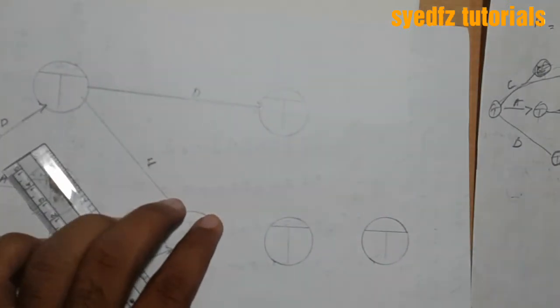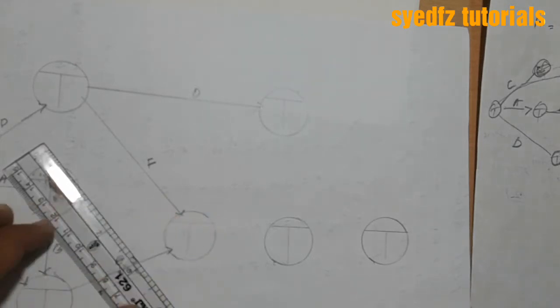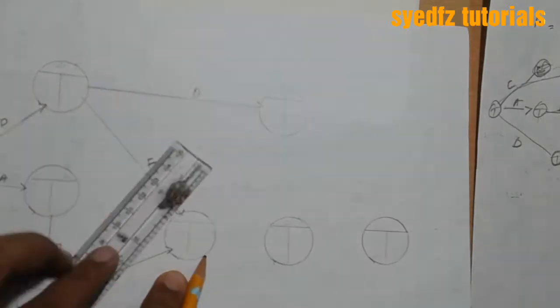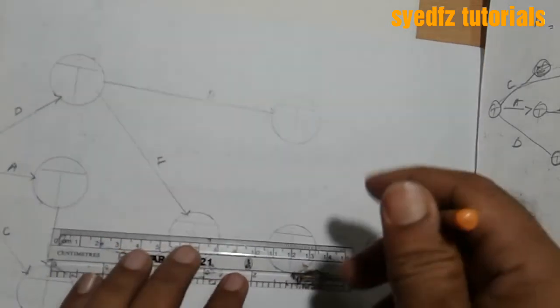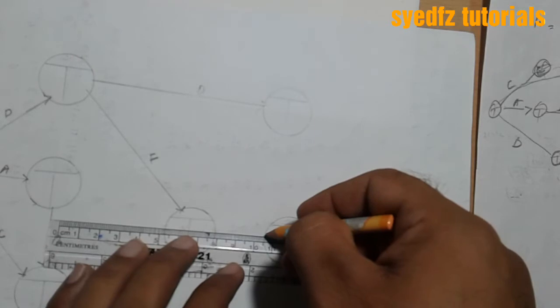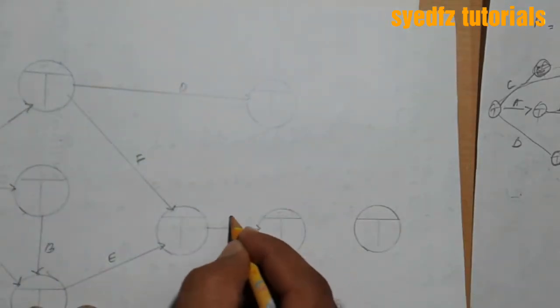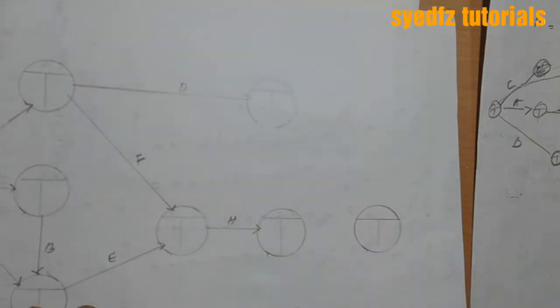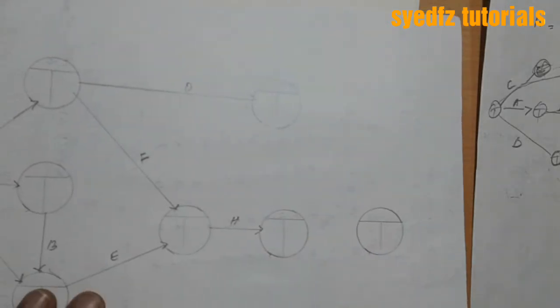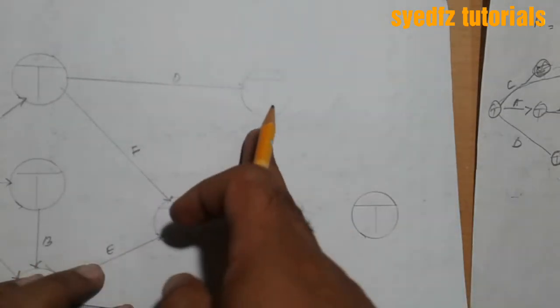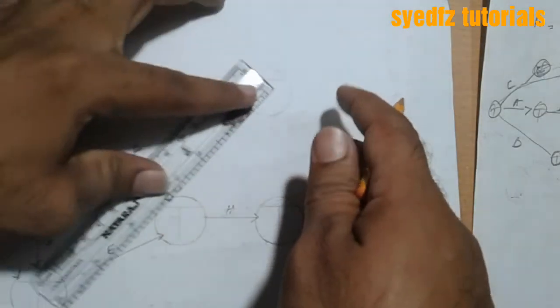Now activity H happened from E and F. This is E and F, and activity H happens. H happens means make H here. This is activity H. Now I happens from E and F. I happens means connect this one from E and F.